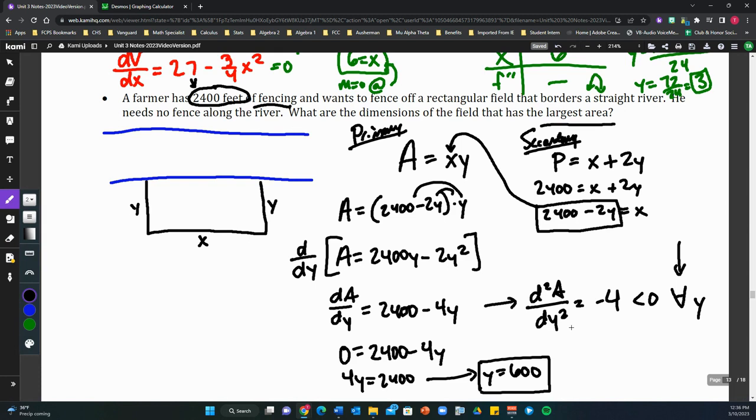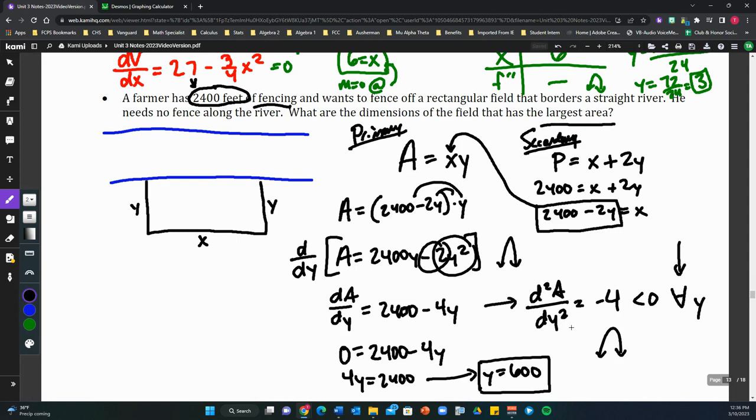But if this is true for all values of y, that means we don't even have to worry about testing any critical numbers or anything. We know that the area function will always be concave down for the entire graph, which makes sense because the original is a quadratic with a negative leading coefficient.